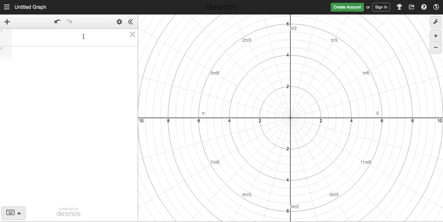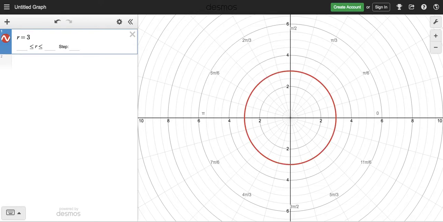So our polar mode is in terms of r and theta. R is very easy to enter in. You just type in r. Very straightforward. So if you do r equals 3, that means the radius is 3. It's all the points that are 3 units away from the pole. So everything 3 units away from the pole here gives us that circle.